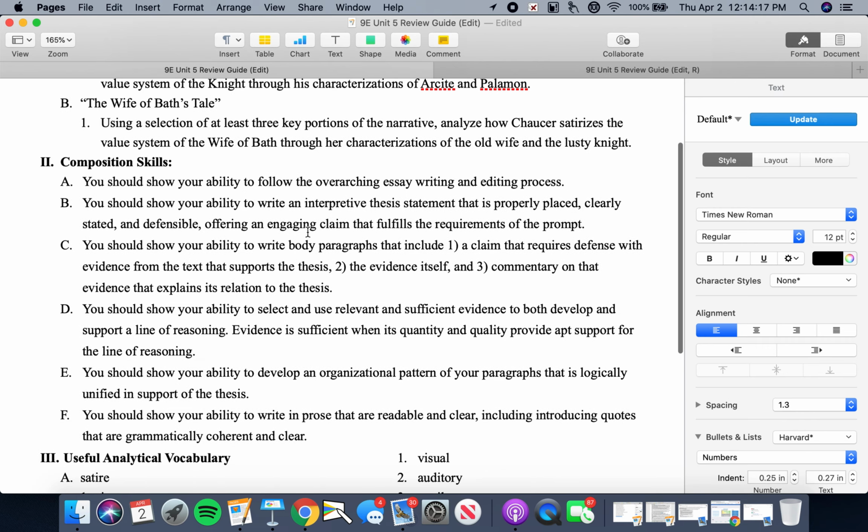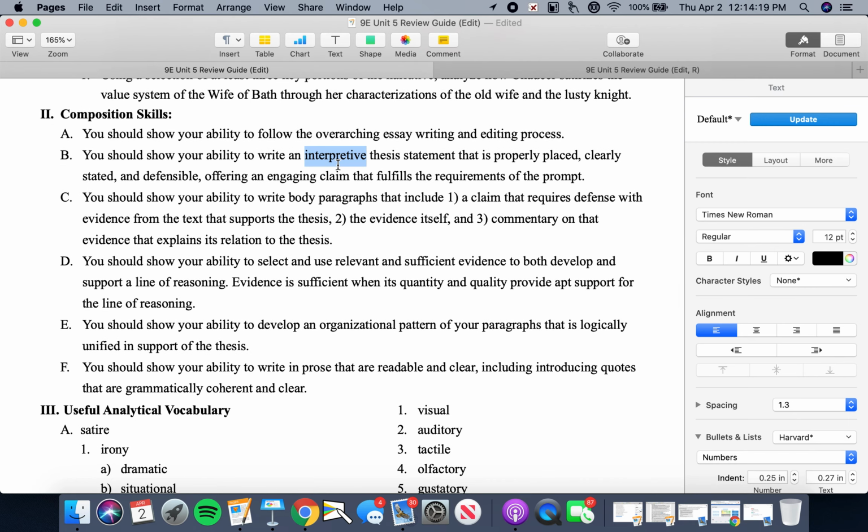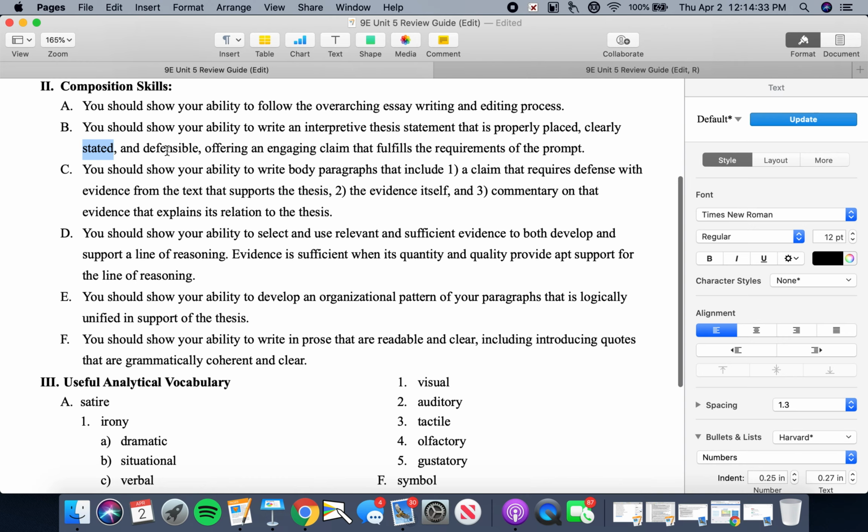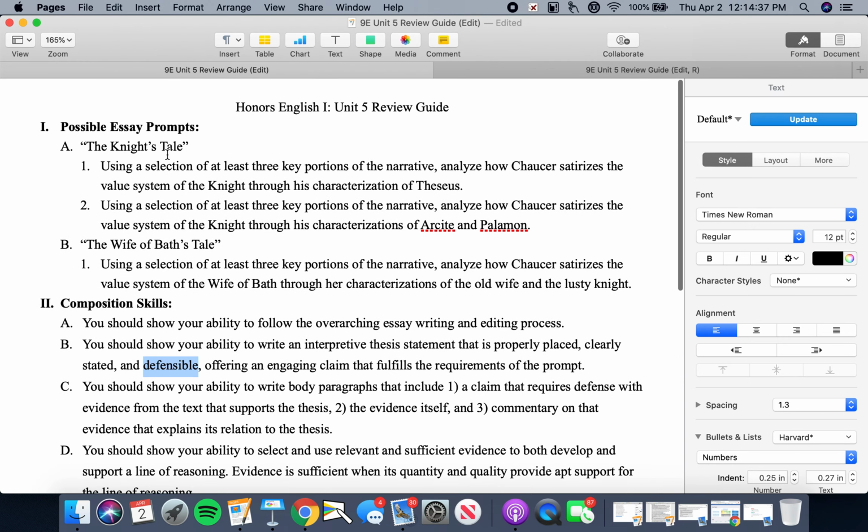So you also need to show me your ability to write an interpretive thesis statement that is properly placed. Where should it be placed? End of your first paragraph. Clearly stated, all right? In other words, its diction and syntax, its grammatical structure, its word choice is correct and clear. It needs to be defensible. In other words, it needs to be an intelligent reflection on the value system of the knight or the value system of the wife of Bath.